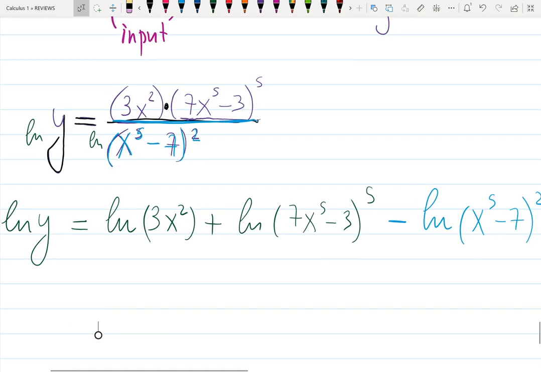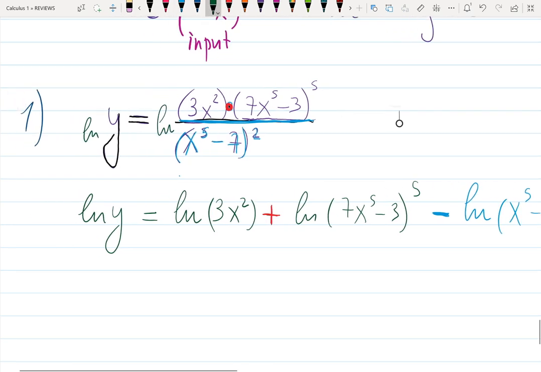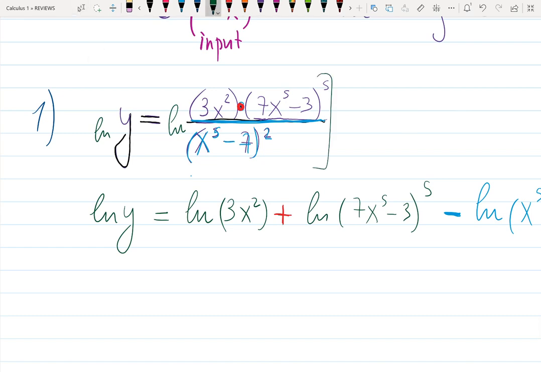You see? You can do it step by step if you want, but actually it's pretty straightforward. Products, let me do red color. Products give you sums, and in blue color, quotient gives you a negative sign. Whatever was in the denominator will now have a negative sign. And just so it's not confusing, this log is over here, not in the denominator. It's basically log of the whole fraction.